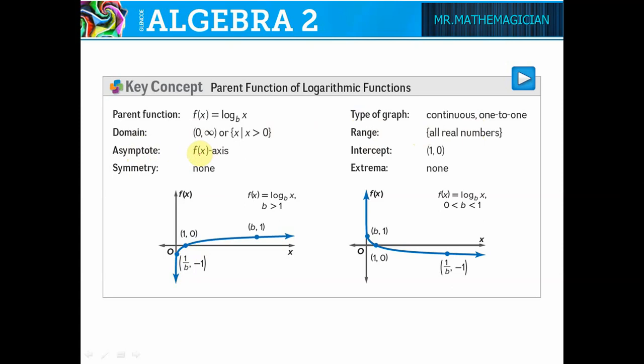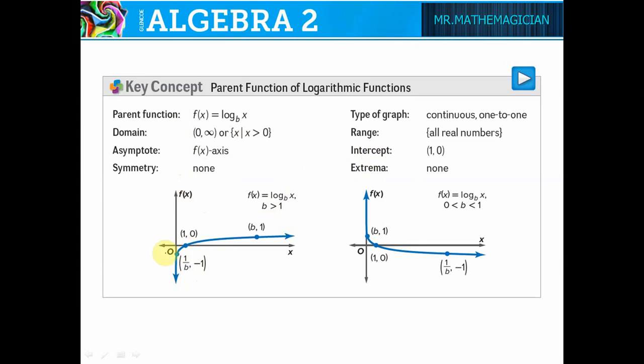Asymptote is the y-axis. We are not going to touch the y-axis in this case or in this case. The intercept, it has one x-intercept at (1, 0), because if you replace x with 1, the answer will be 0. No symmetry and no extreme.